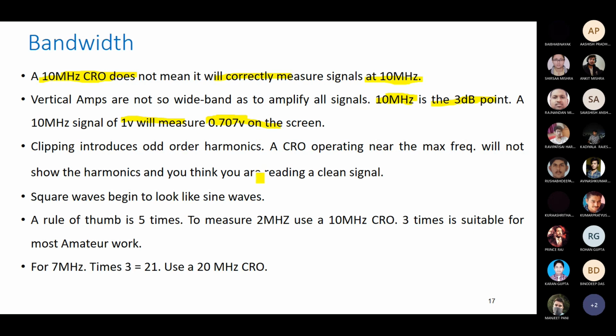Normally there is a thumb rule that we can measure up to 1/5, sometimes 1/3, of that value. Basically there is some decay, which is why you are not exactly getting 10 megahertz. Clipping introduces odd-numbered harmonics. When the CRO operates at its maximum frequency, it will not show the harmonics, and you think you are reading a clean signal. So focusing and intensity are very important. And what does a clean signal mean, with regard to developing harmonics?